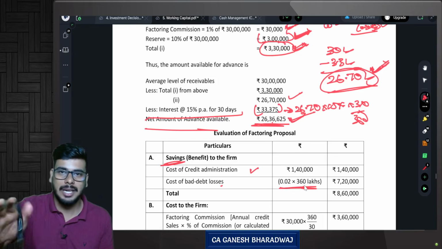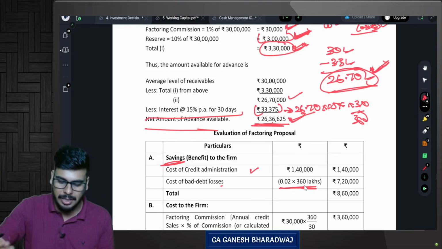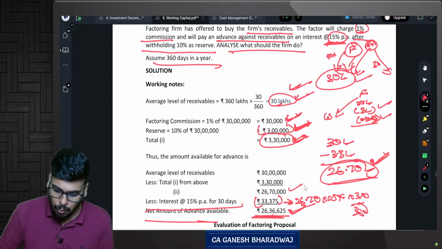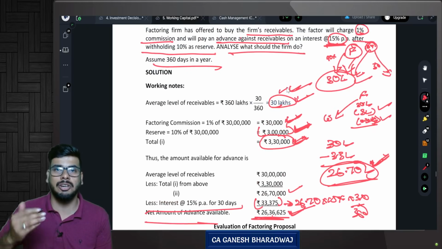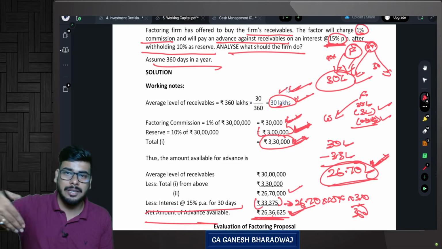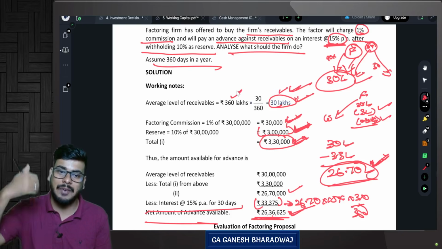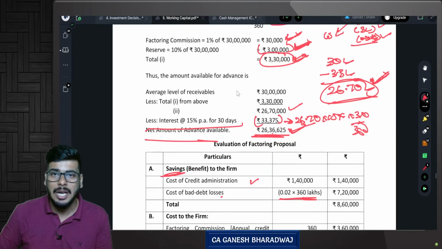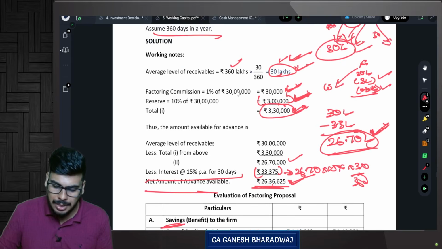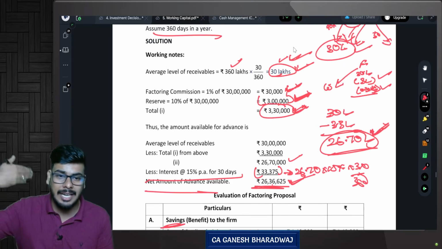Every time I make a sale, I'm going to repeat this. So once in every 30 days, I'm going to make this 30 lakh rupees worth of sale again. Correct or not? So 30 lakhs again and again, every 30 days. So in a year, I will actually factor the entire 360 lakhs worth of sale. At a time, I will factor only how much? 30 lakhs. But anyway, it gets factored again and again in a year.